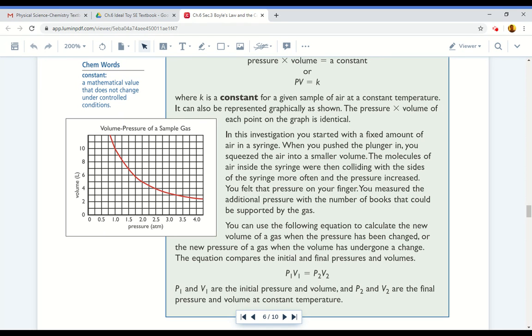You can use the following equation to calculate the new volume of gas when the pressure has been changed, or the new pressure of a gas when the volume has undergone a change. The equation compares the initial and final pressures and volumes: P1V1 = P2V2. P1 and V1 are the initial pressure and volume, and P2 and V2 are the final pressure and volume at constant temperature.